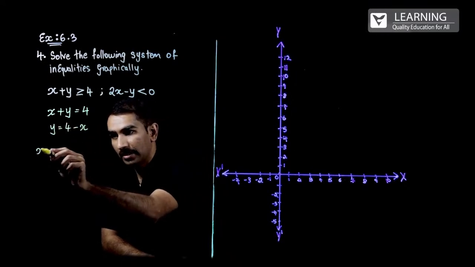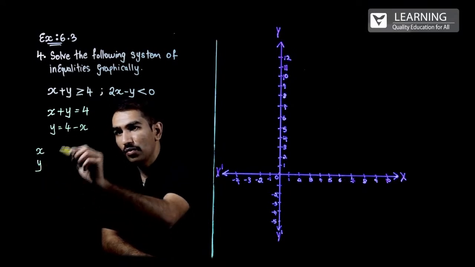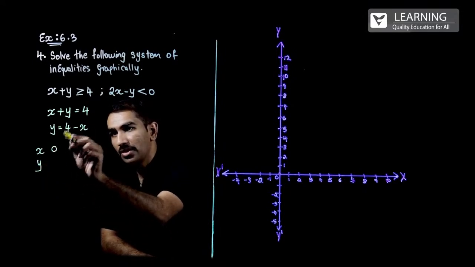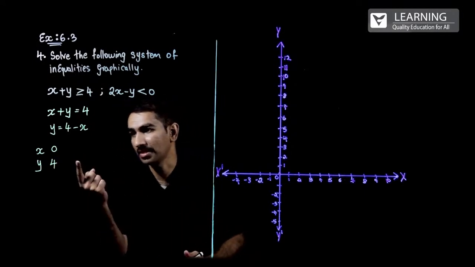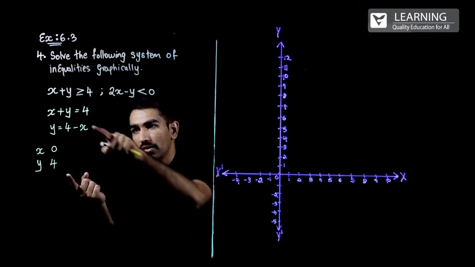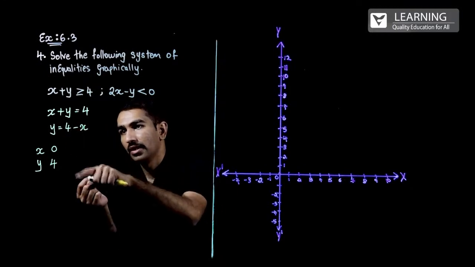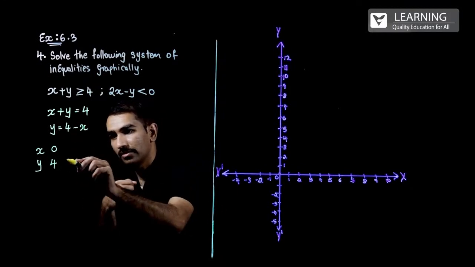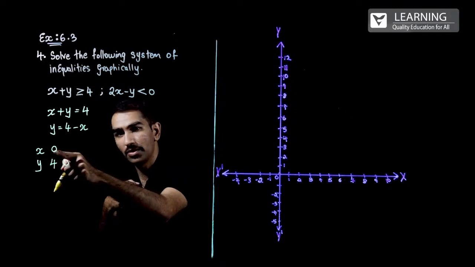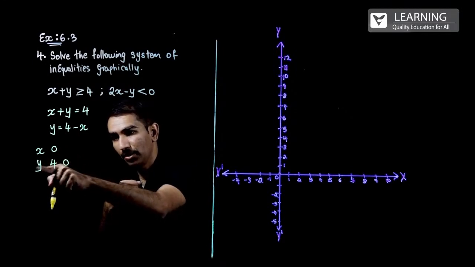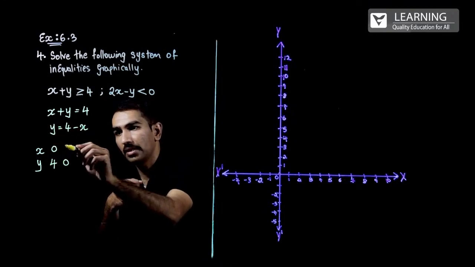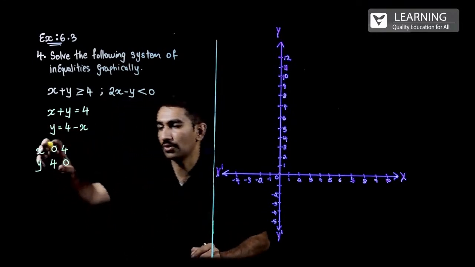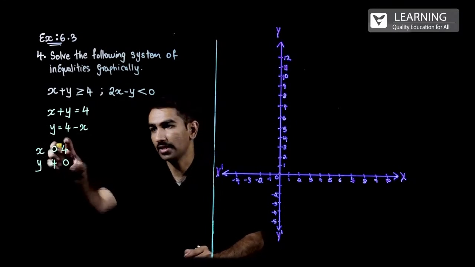Now draw a table like this, x and y. When you put x is equal to 0, what is the value of y? 4. Understood? Now you put y is equal to 0. So put x is equal to 0 first, you'll get y. Then put y is equal to 0. Now this is becoming 0. Send x that side, x will become equal to 4. Enough, these 2 points. If you want some more points, then go to 1.